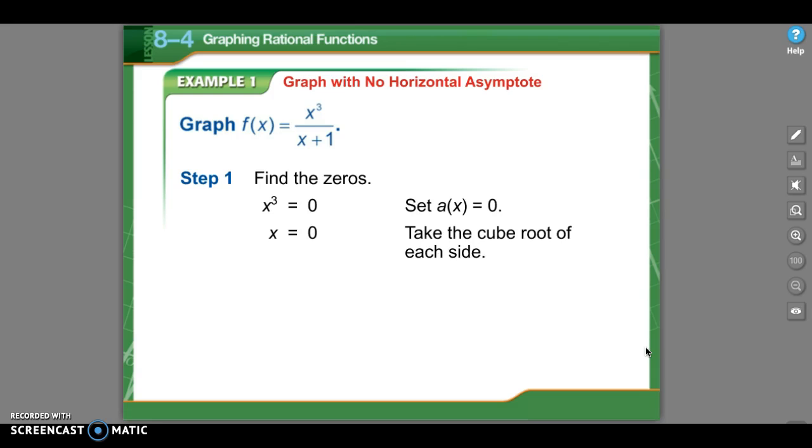So the first thing that you want to do when you're graphing one of these rational functions is to find the zeros. And you find zeros by finding whenever the numerator equals 0, which is the a of x function. So on the top we have x cubed equals 0. And because that's just a single term, it's a monomial, we can just take the cube root of each side, and we're just going to get the number 0. So there is a 0 at x equals 0, which means the function crosses the graph at x equals 0.